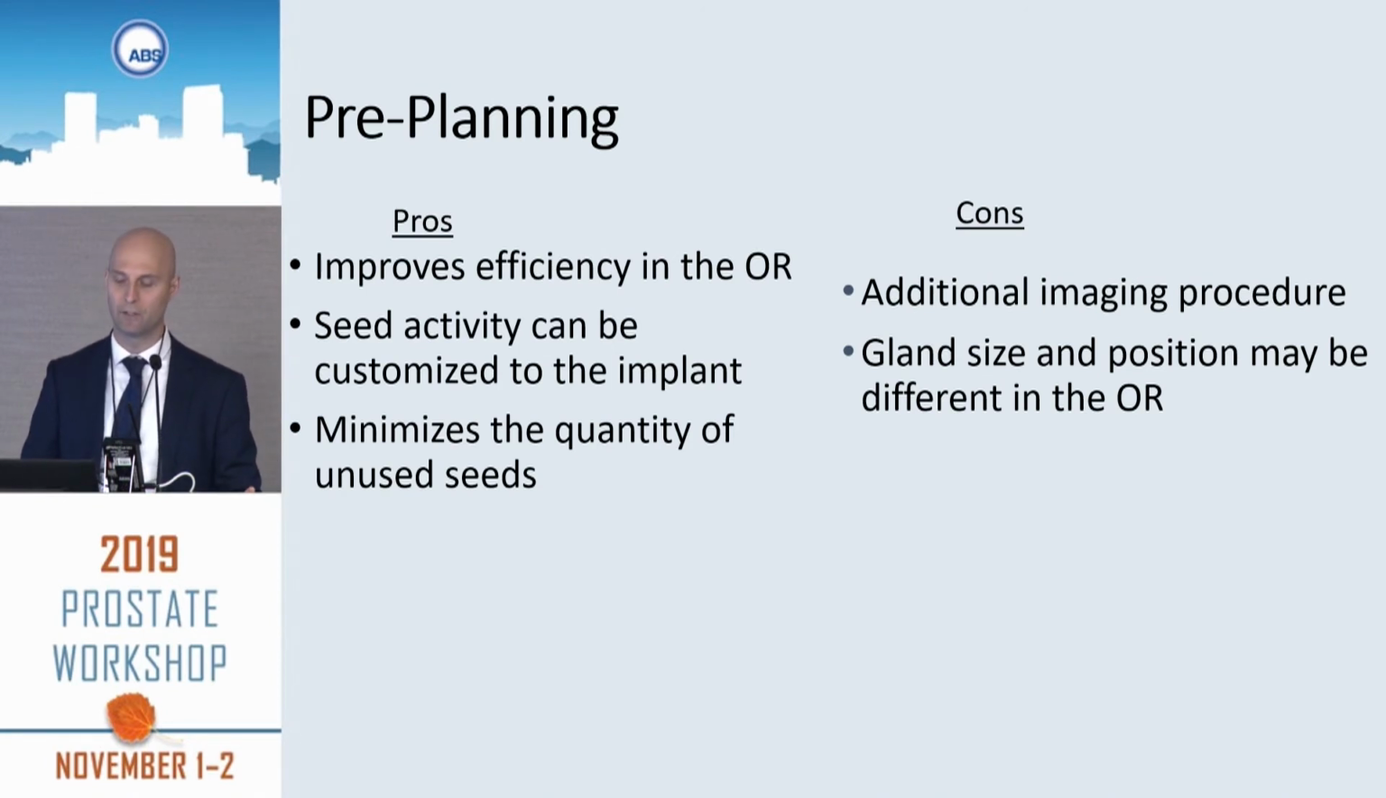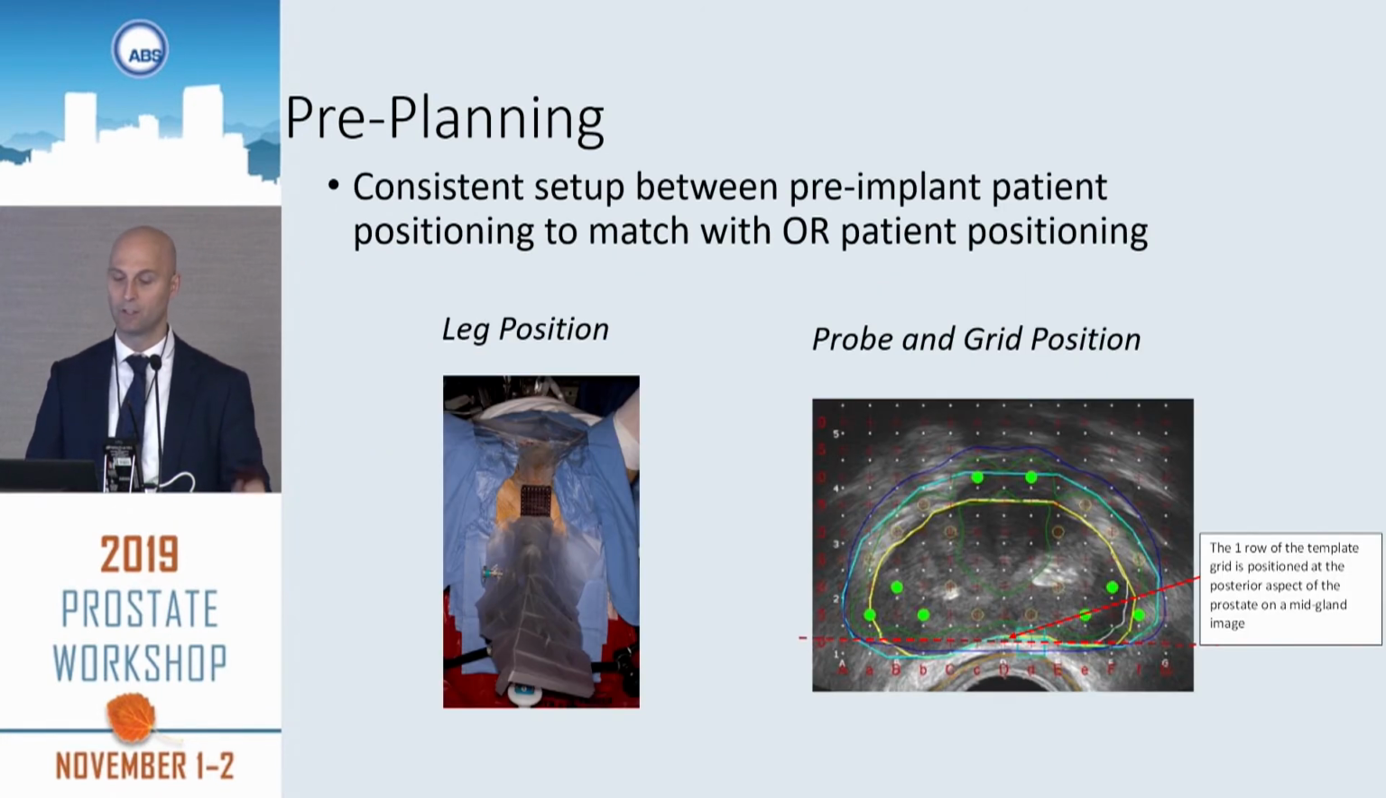And there are pros and cons. So pros, improves efficiency in the OR. You can customize the seed activity to the implant, the dimensions of the prostate, and it might minimize the quantity of unused seeds. You might not have to order extra in anticipating what the gland might need. Cons are that it will require an additional imaging procedure, and the gland size and position might be different than the OR. So let's walk through this.